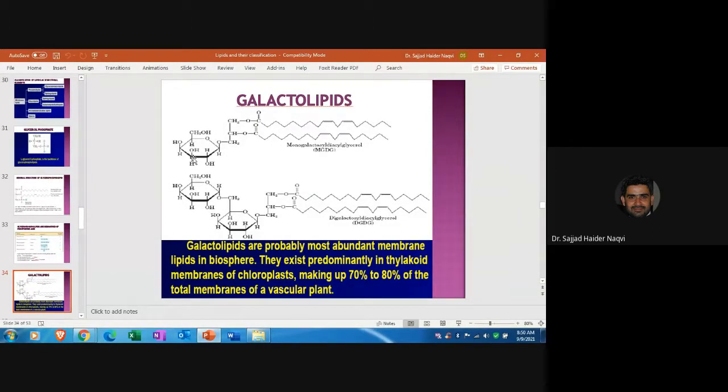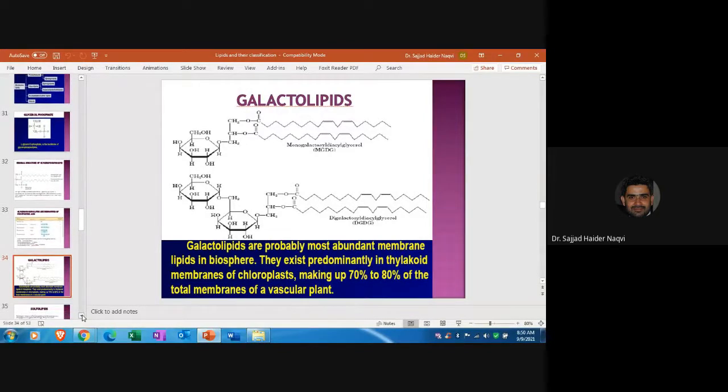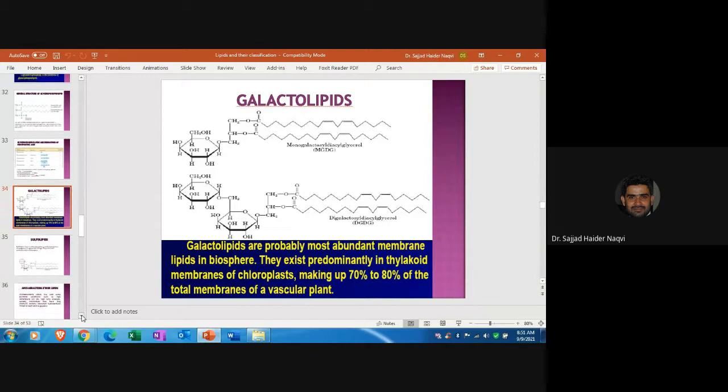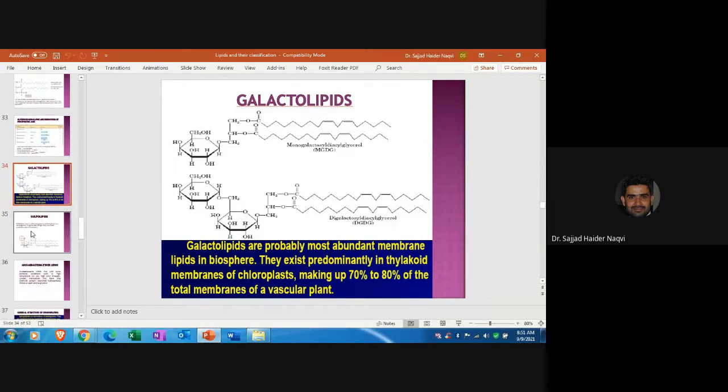Now you have one sugar moiety, or you may have more than one sugar moiety. So that gives the mono or the di concept. So these are the galactolipids. Primarily, 70 to 80% of the membrane of the vascular plants have these structural lipids in them.